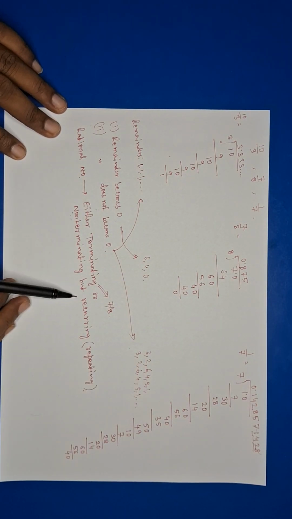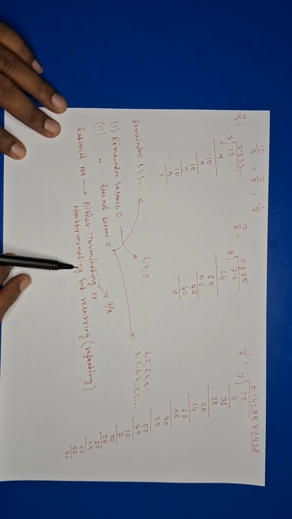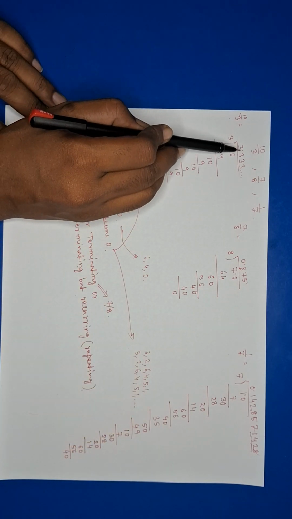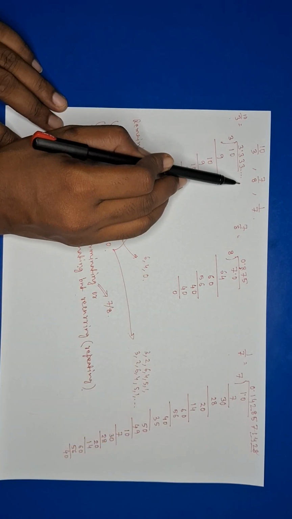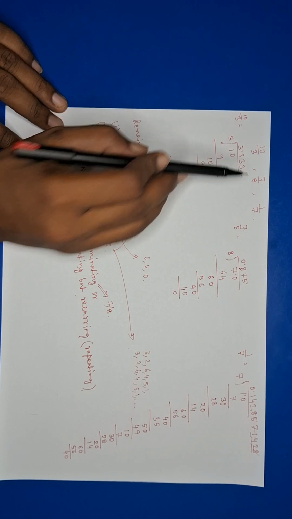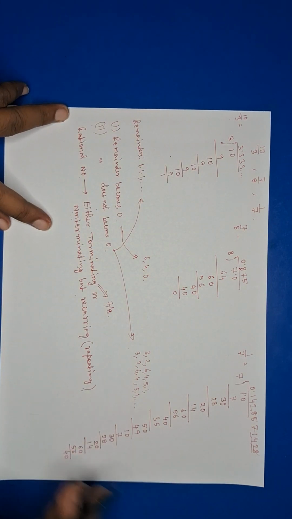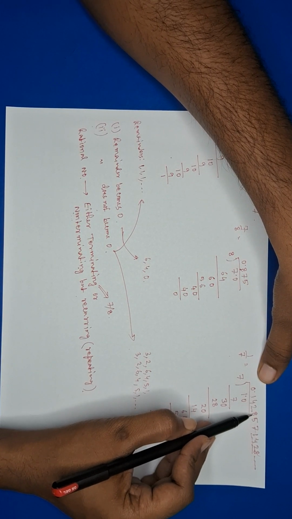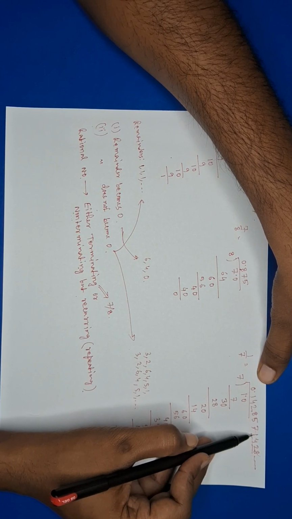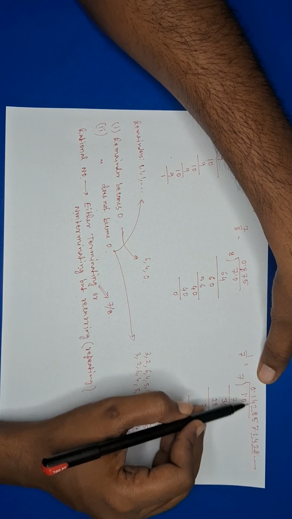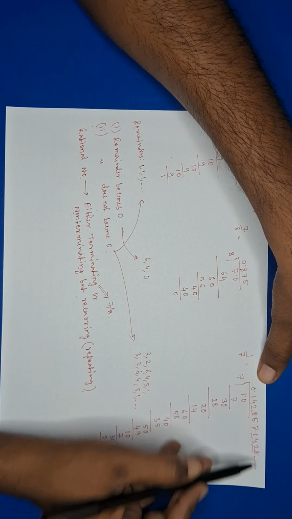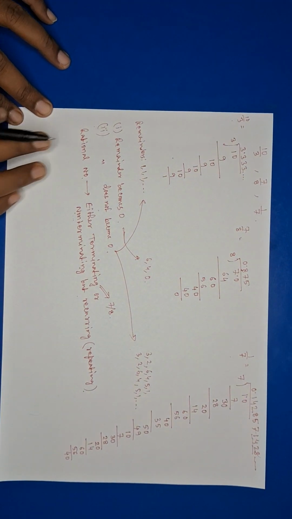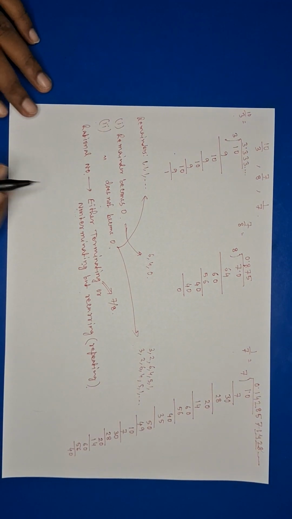And non-terminating but recurring or repeating is true for these two, 10 by 3 and 1 by 7. See here, 3.3333, this is not terminating but repeating or recurring. Here also this is dotted. See, after 1, 4, 2, 8, 5, 7, the same thing is coming, 1, 4, 2, 8, 5, 7. So here also the quotient is non-terminating but repeating or recurring. So this is the definition of a rational number with respect to decimal expressions.